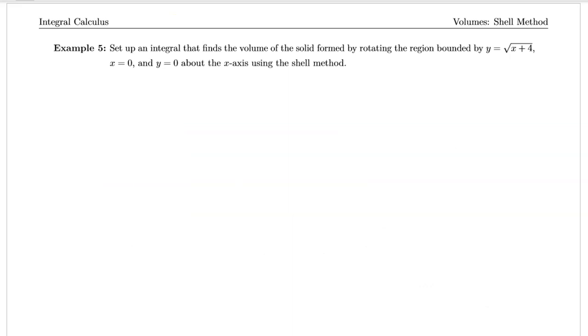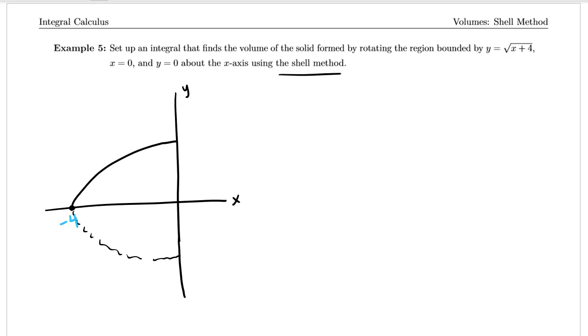So this is example 5. It says, set up an integral that finds the volume of the solid formed by rotating the region bounded by y equals the square root of x plus 4, x equals 0, and y equals 0 about the x-axis. So this is the exact same example from just a moment ago, except now we're using the shell method. So I'm going to go ahead and graph this.